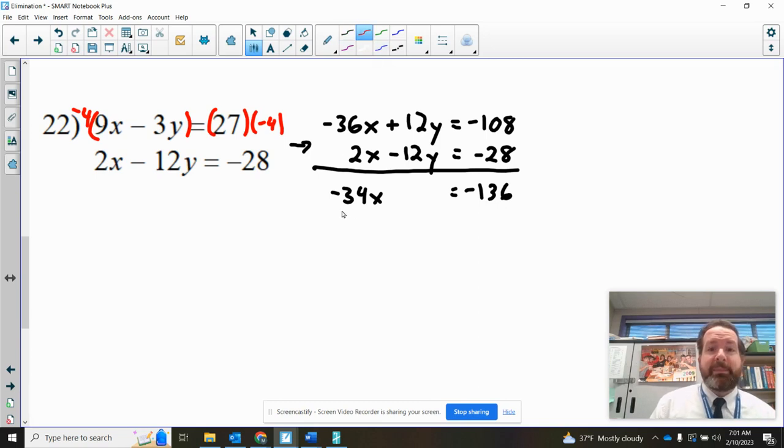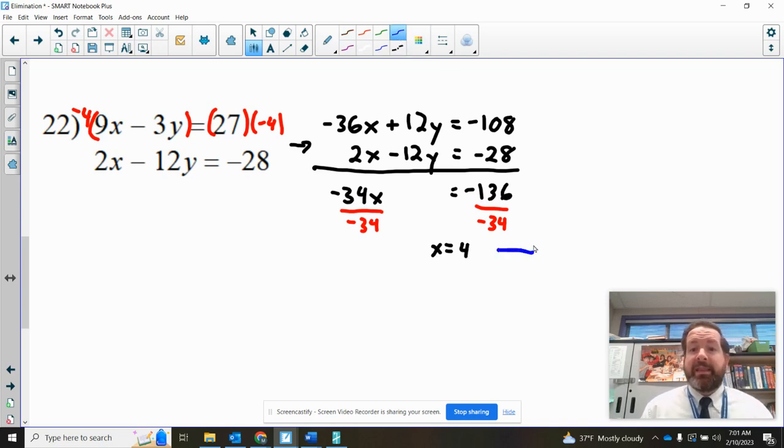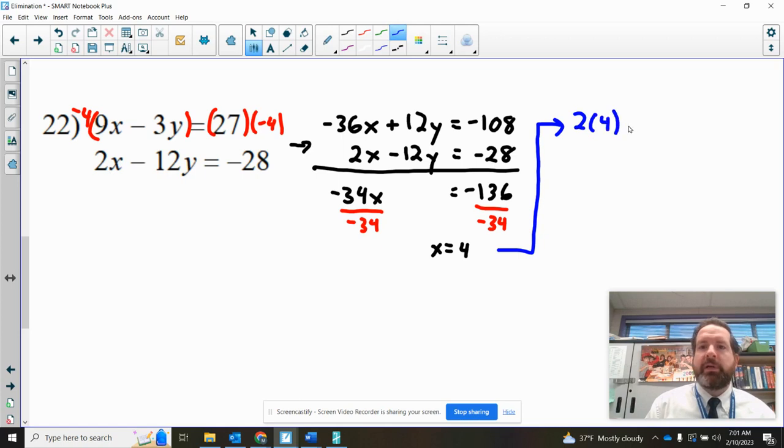And so to finish, to get the number for the x, let's divide. Divided by negative 34 turns out to be a positive 4 for the x. Nice. At this point, I know what number x is. Go back to one of these original equations and put that number in for the x. I think I'll use the bottom one. So where I see an x, I'm going to put the number 4. I don't know what y is, so it just stays a y. That's what we're trying to find.